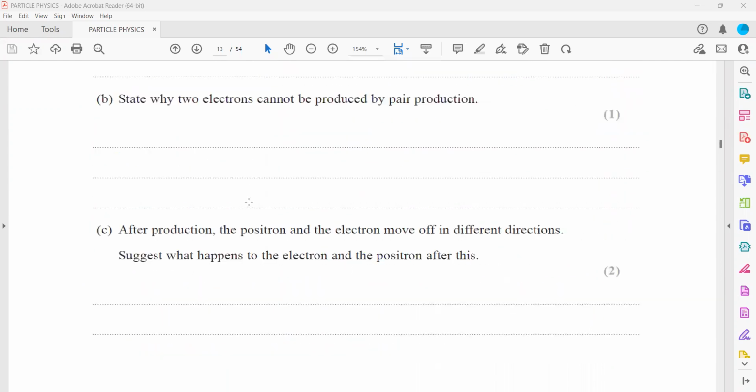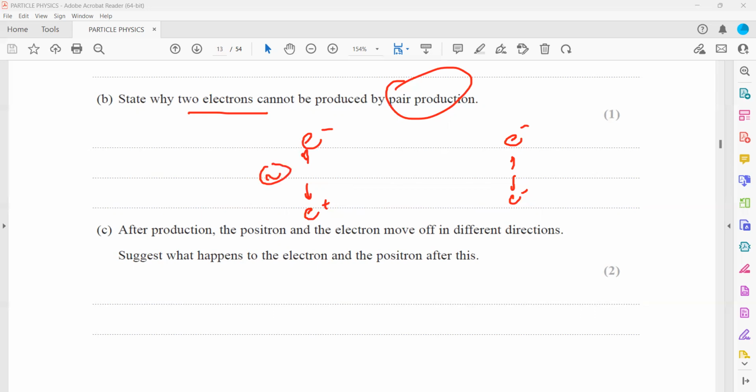State why two electrons cannot be produced by pair production. Here we are saying an electron and a positron are produced. But the question is why two electrons cannot be produced in pair production. Whenever an interaction occurs, there should be conservation of mass-energy, conservation of charge, conservation of baryon number, and lepton number.